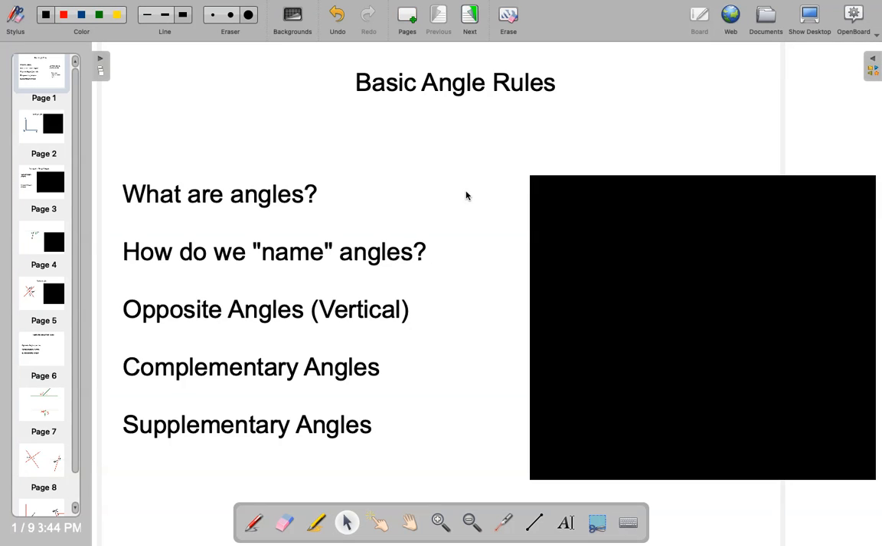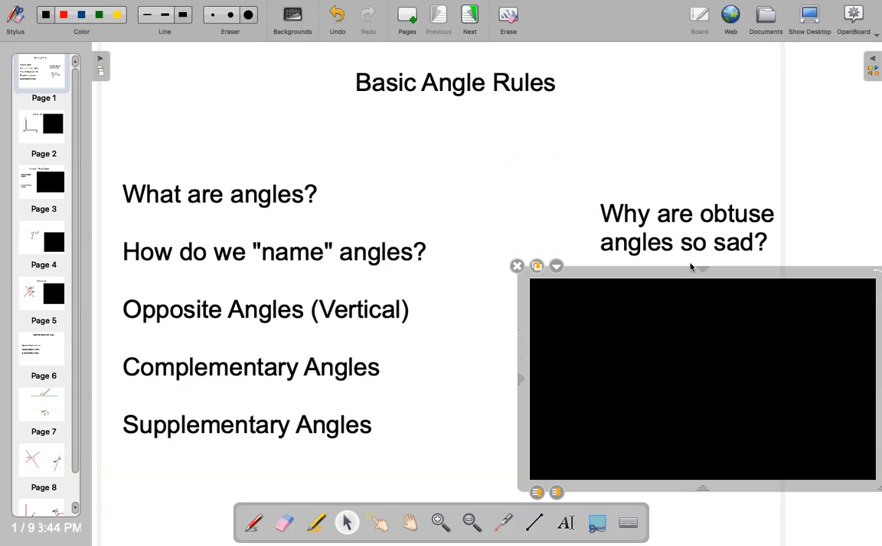This first video is going to cover some basic angle rules to hopefully let us beat all of the levels in stage 1 for a tangled web. So some of the questions that we're going to answer in this video are, what are angles and how do we name angles? However, we're also going to get a little bit more specific with what we call opposite angles or vertical angles, as well as complementary and supplementary angles.